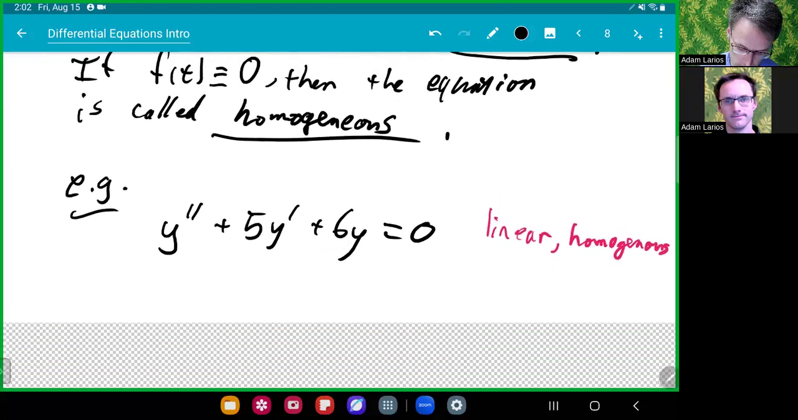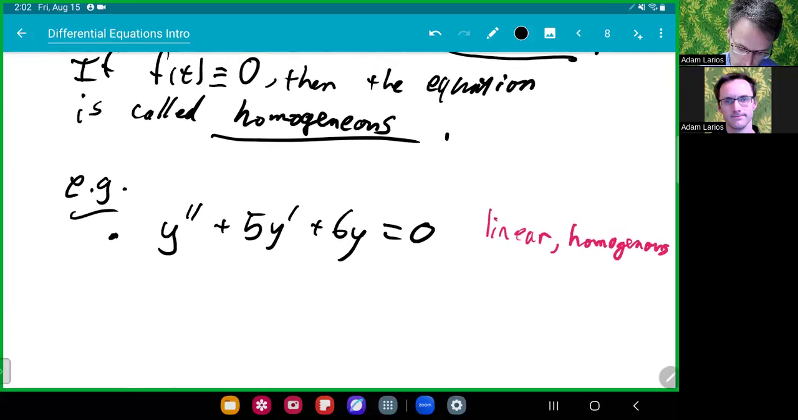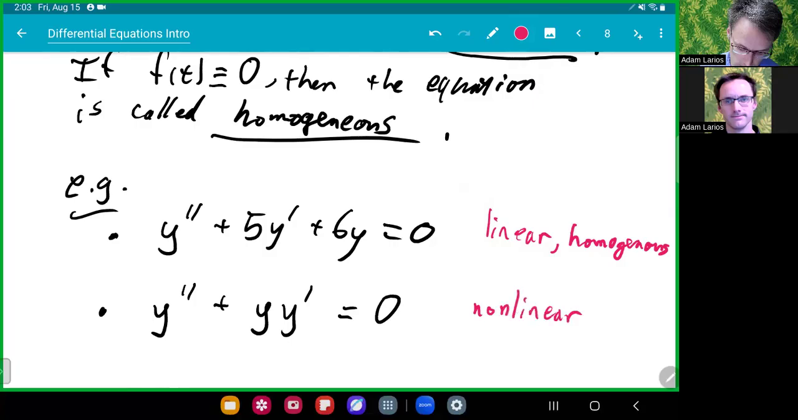All right, let's see another example. How about something like y double prime plus y times y prime is equal to 0. This one is nonlinear. You could say that it's homogeneous in some sense because there's no 0 here, but it turns out that the homogeneity distinction really only is helpful in the linear case. So we would normally just call this a nonlinear equation.